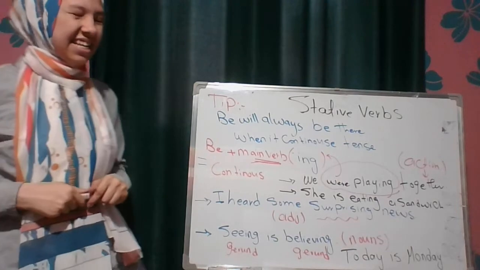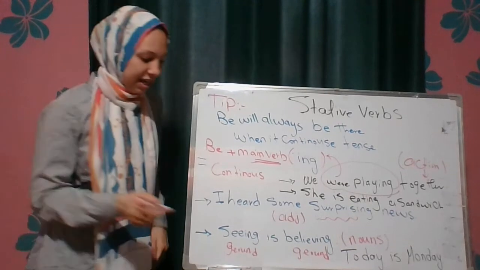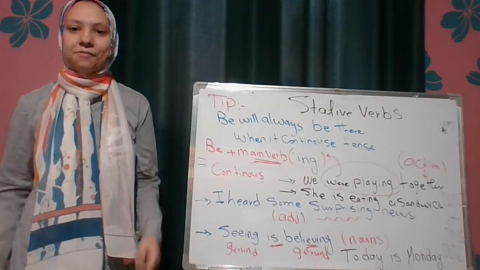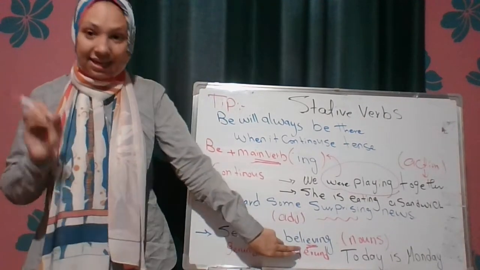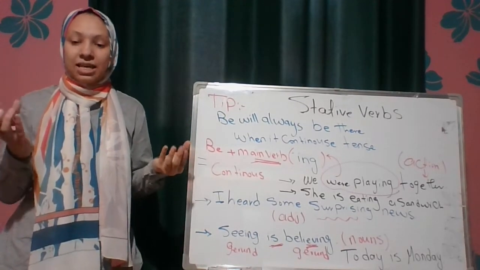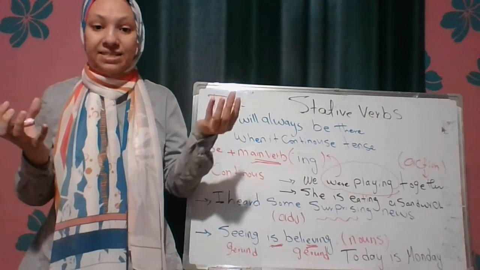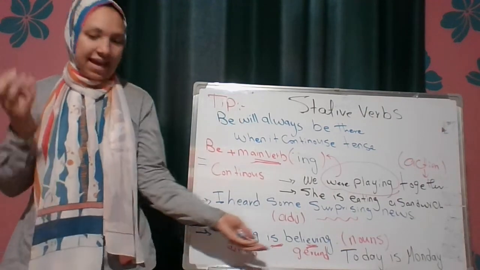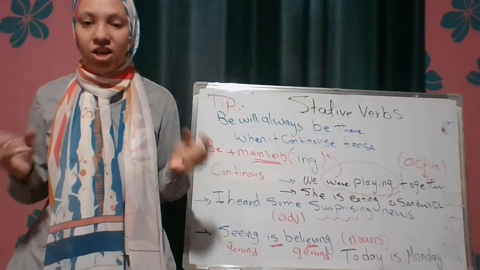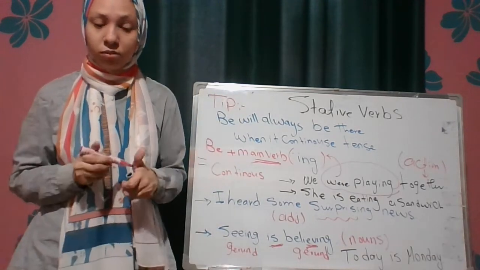But seeing is believing. This is much trickier. Seeing is believing. Here there is a be and main verb plus ing, but in seeing is believing, believing works as a noun. Seeing is a gerund and believing is a gerund. Like for example, today is Monday is equal to seeing is believing.